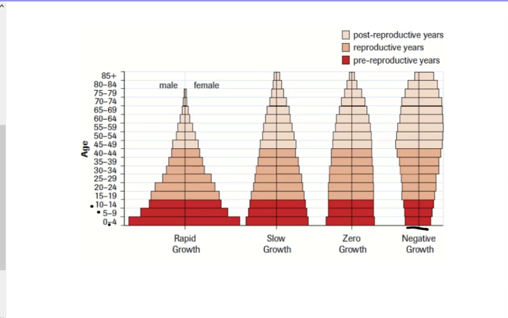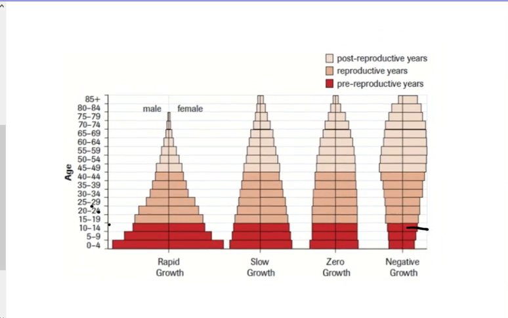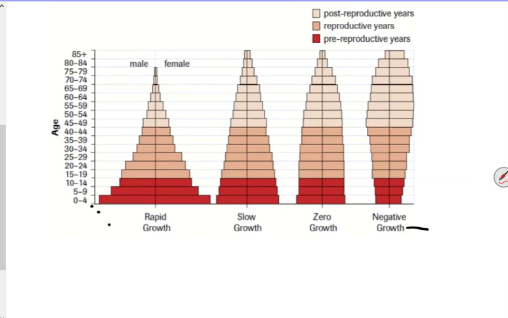Okay, so looking at this one is rapid growth because your red is your pre-reproductive years. These are individuals who will have children in the future. And that base is so much wider than what the population currently is. That tells you that this population is going to grow really quickly. Whenever you have a pyramid shape and the base is much wider than the top, what that means is more people are entering the population, more people are being born than previously. You're going to have a higher birth rate than death rate.